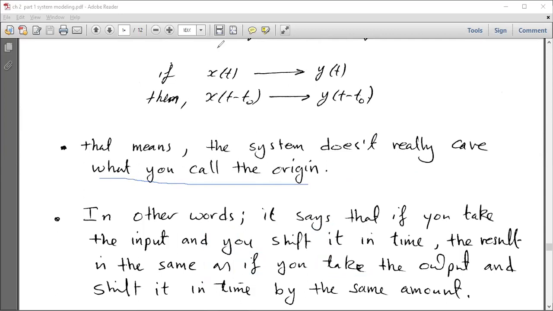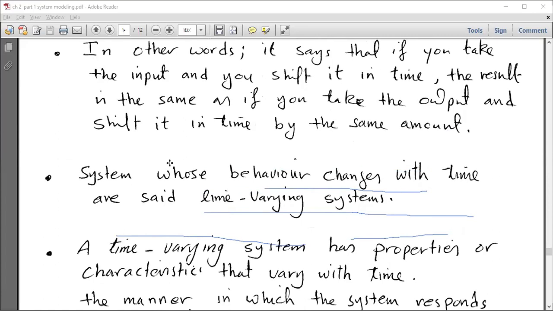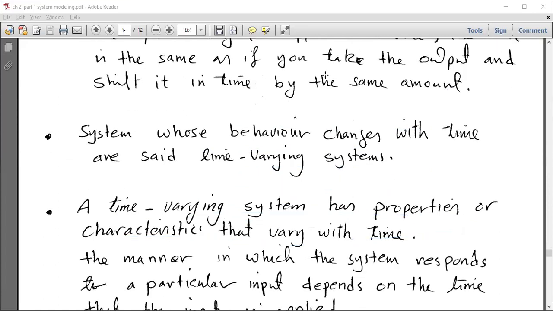Okay. In another way, it says that if you take the input and you shift it in time, the result is the same as if you take the output and shift it in time by the same amount. This is another explanation for time invariance.